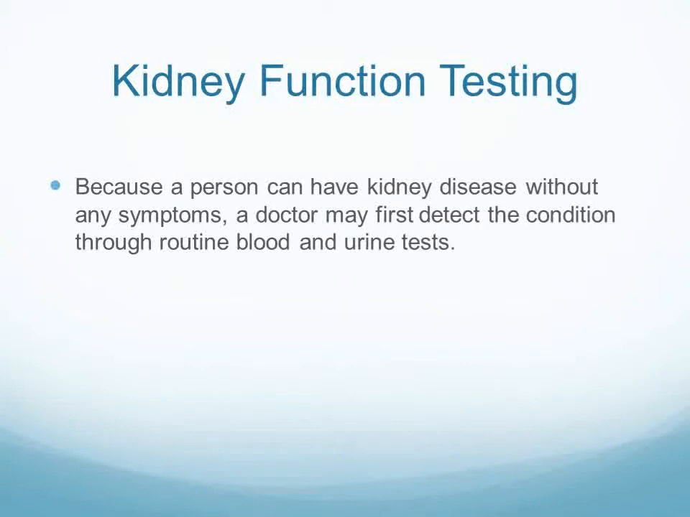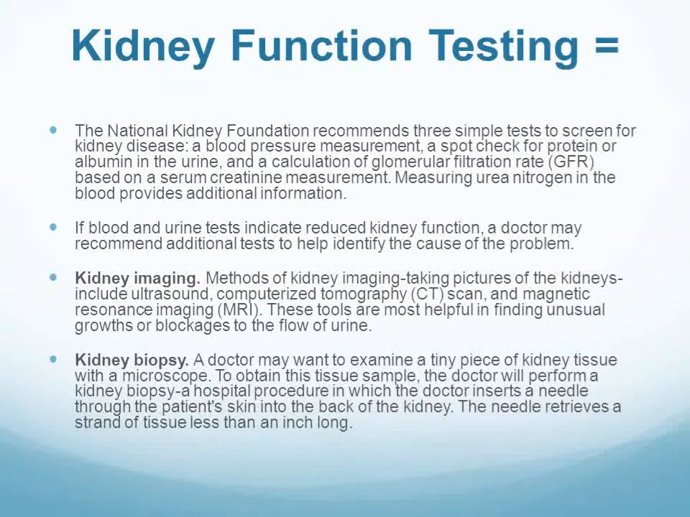Because a person can have kidney disease without any symptoms, a doctor first may detect the condition through routine urine and blood tests. More specifically, these three simple tests are albumin in the urine, the GFR, and the creatinine measurement. They can also do some kidney imaging, such as CTs, sonography, or a kidney biopsy.